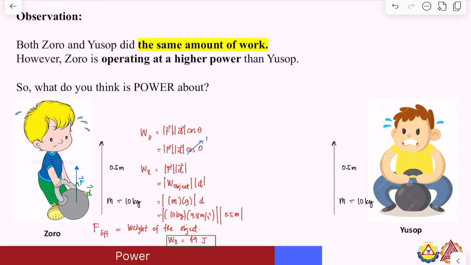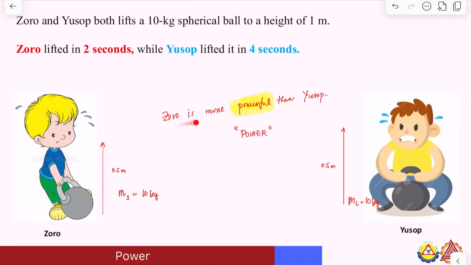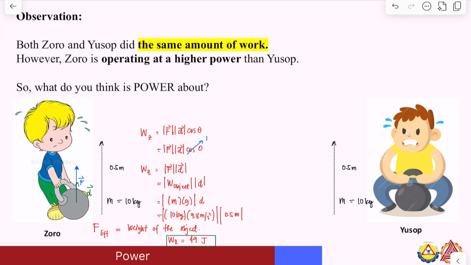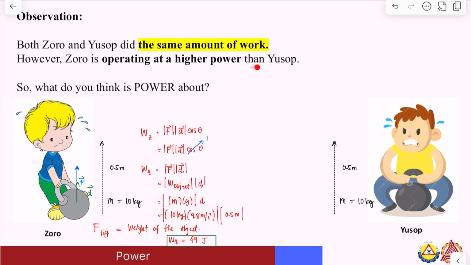However, as we said earlier, Zoro is more powerful than Usopp in this situation. Or we say that Zoro is operating at a higher power than Usopp. So what do you think is power about? Since they both do the same amount of work, the only variable that varies here that is very apparent is the time. I'm just going to highlight this here. Power is related with the time.